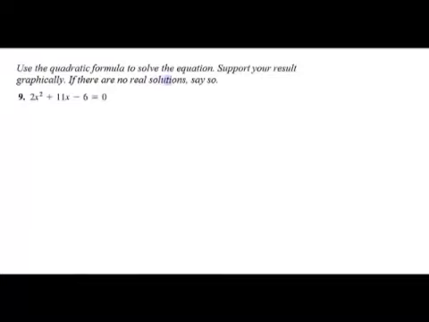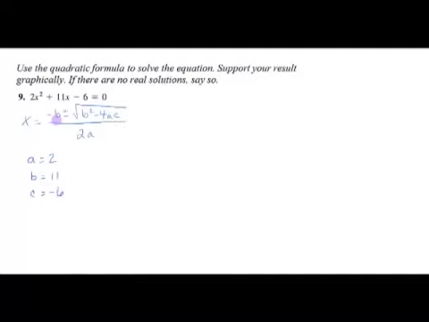Let's use the quadratic formula here to solve the equation. Then we'll support our results graphically. If there are no real solutions, say so. So the quadratic formula is x equals negative b plus or minus the square root of b squared minus 4 times a times c all over 2 times a. Since our equation is already in standard form, I can just identify my a, b, and c. A is 2, b is 11, c is negative 6.